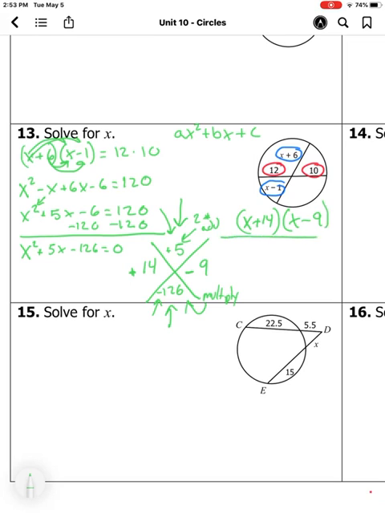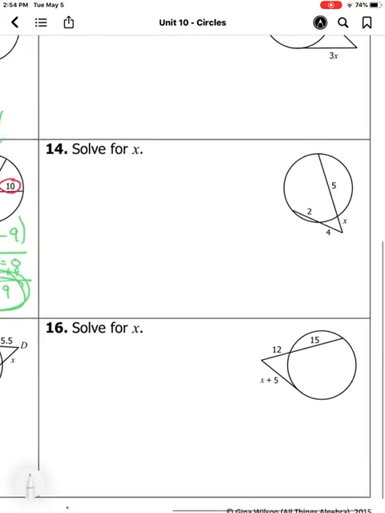Now I have to solve. So I set each one of these equal to 0. I subtract 14, I get x equals negative 14. I add 9, I get x equals 9. Since we're dealing with lengths, we only need positive numbers, so x equals 9. Okay? All right, let's look at another example.